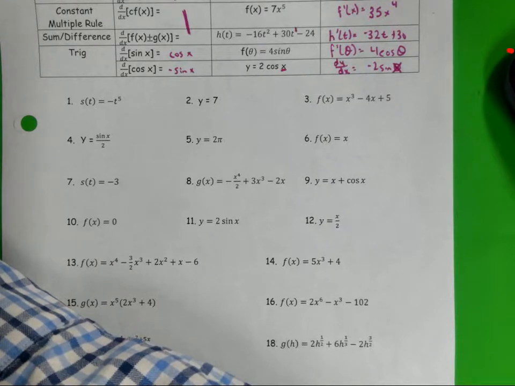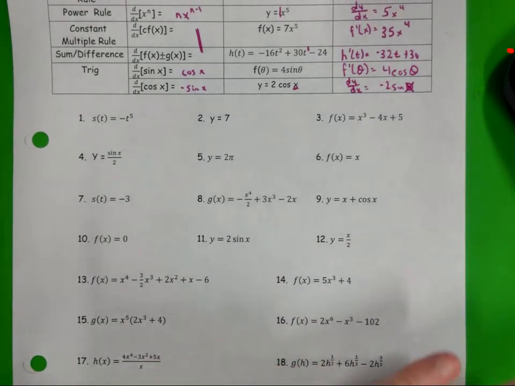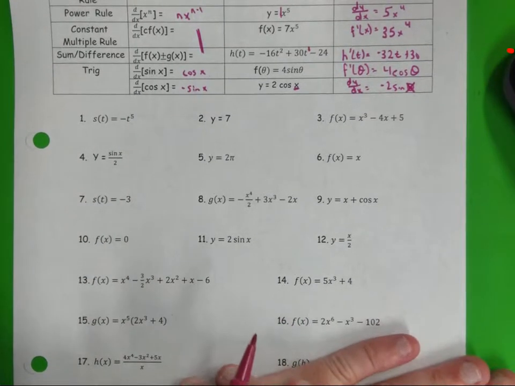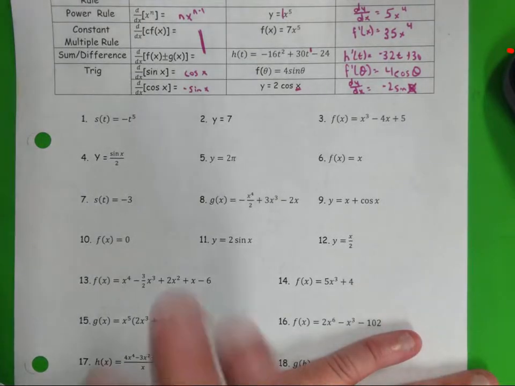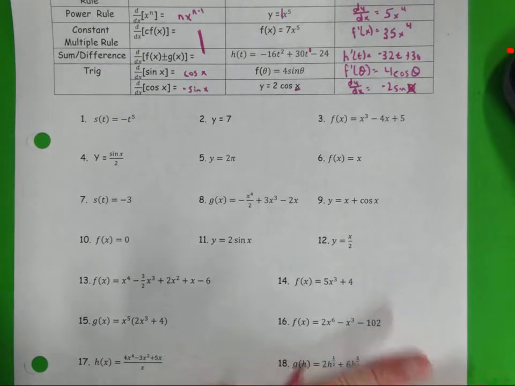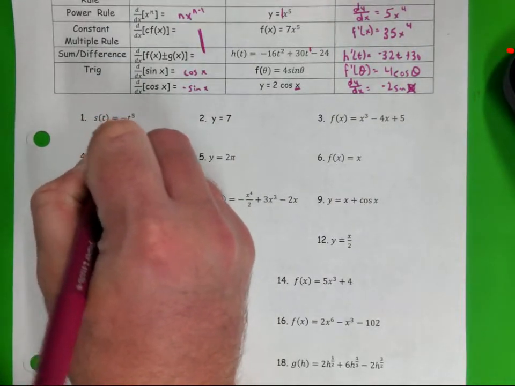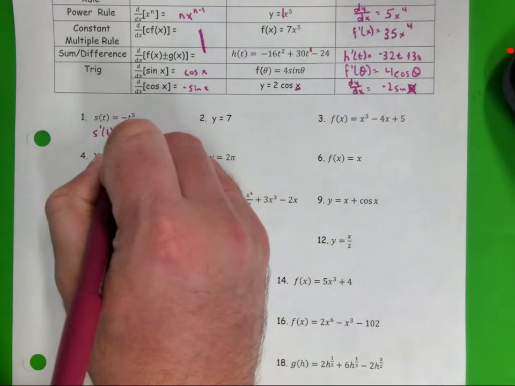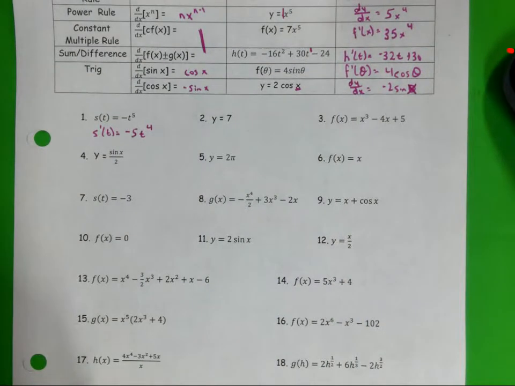Number 1, s of t. Alright. So how would I find my derivative there, guys? Come on, talk to me. It's laid back today. All we got is to do these examples. Negative 5. Okay, how would I write this? S prime of t equals, what's 5 times negative 1? Negative 5t to the what? 4th. That's your answer.